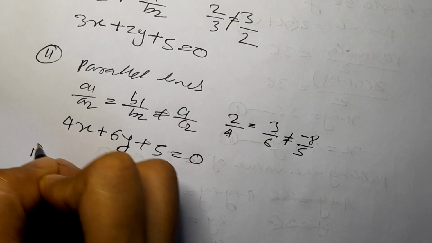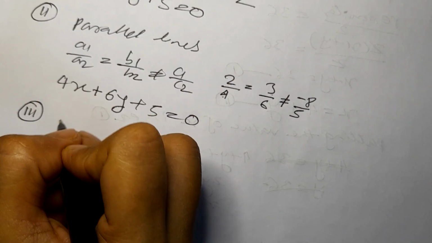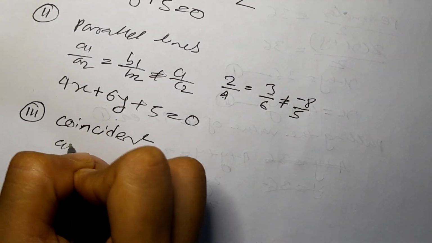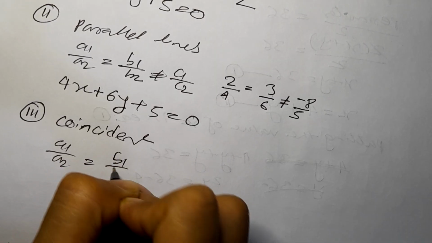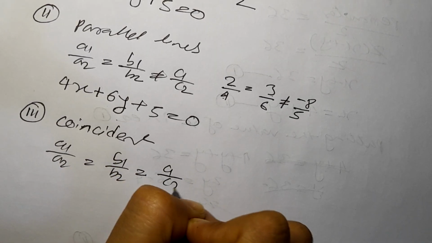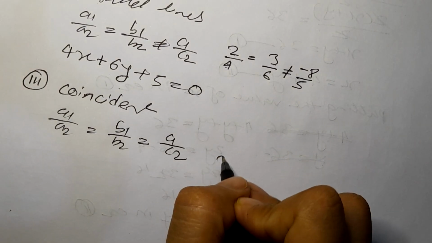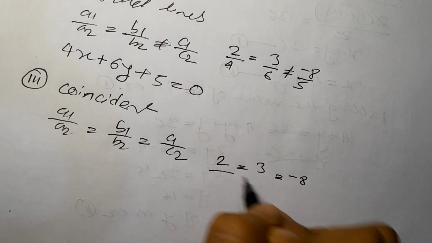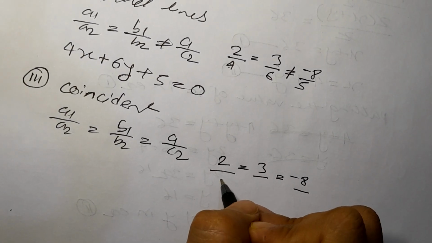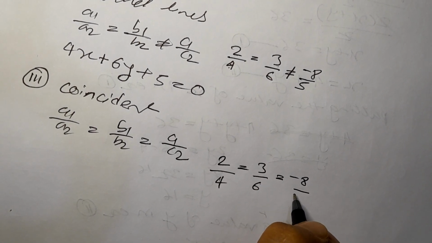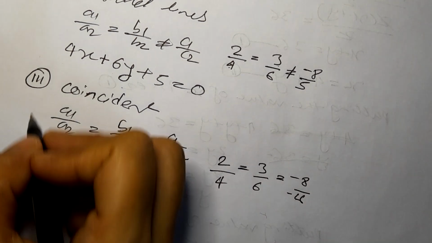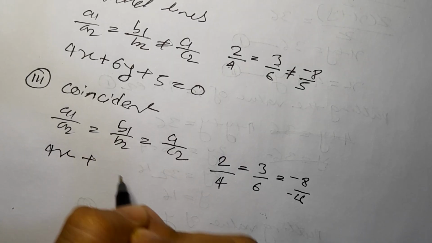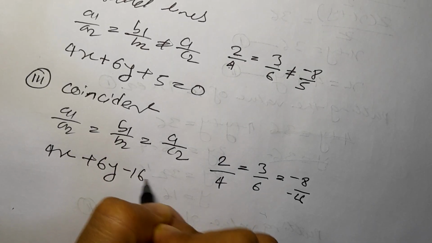Now 3, coincident, that is a1 by a2 equal to b1 by b2 equal to c1 by c2. We have a1 as 2, b1 as 3, c1 as minus 8. Double every number, so it will be 4, 6, minus 16. So all the ratios are equal. So it will be 4x plus 6y minus 16 equal to 0.